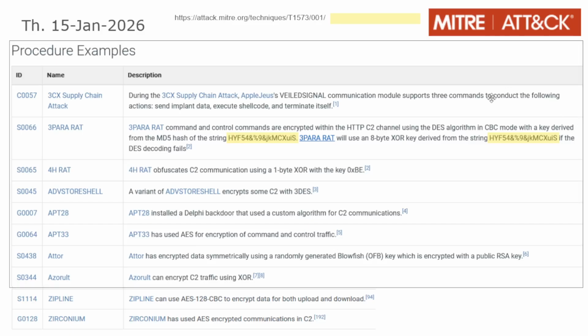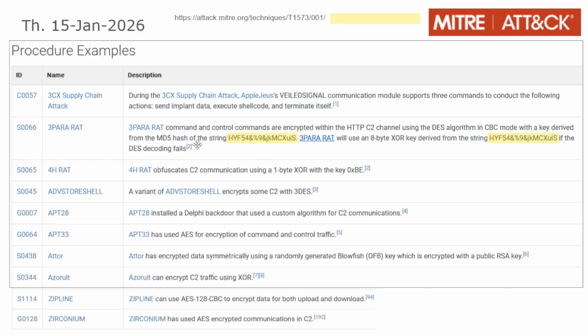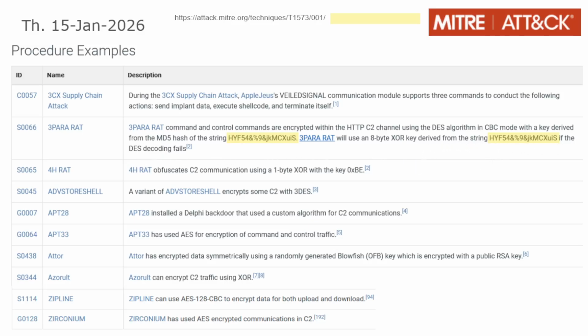The point is just to detect a DES algorithm in this case. This is the suspicious aspect as well. And with a key derived from the MD5 hash of the string. So for the key they use a hash algorithm, and this is then the key. And then this 3PARA RAT will use an 8-bit XOR key derived from the string if the DES decoding fails. So this was reverse engineering, obviously.